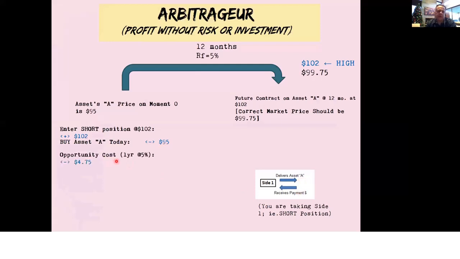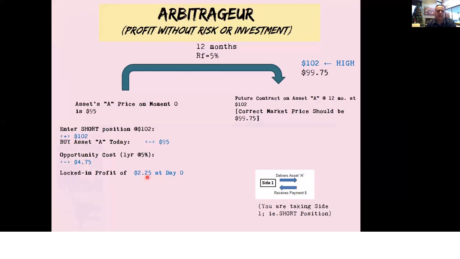So you're able to deliver it at expiration. And of course, money has time value. Let's assume that the risk-free rate is 5%, and you will have a contract of 1 year. So in this case, these $95 have an opportunity cost of 5% for 1 year. So that's $4.75 per year. So you will have an inflow of 102 and an outflow of 95 and 4.75. So the arbitrager is locking in a profit of 2.25 on day 0.